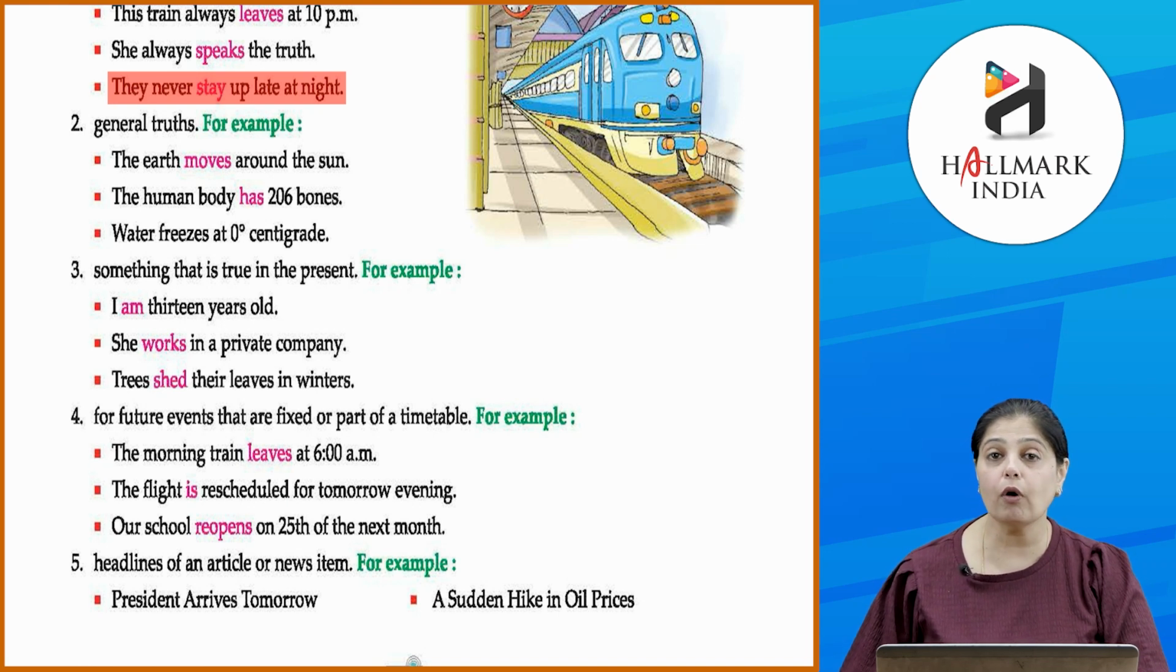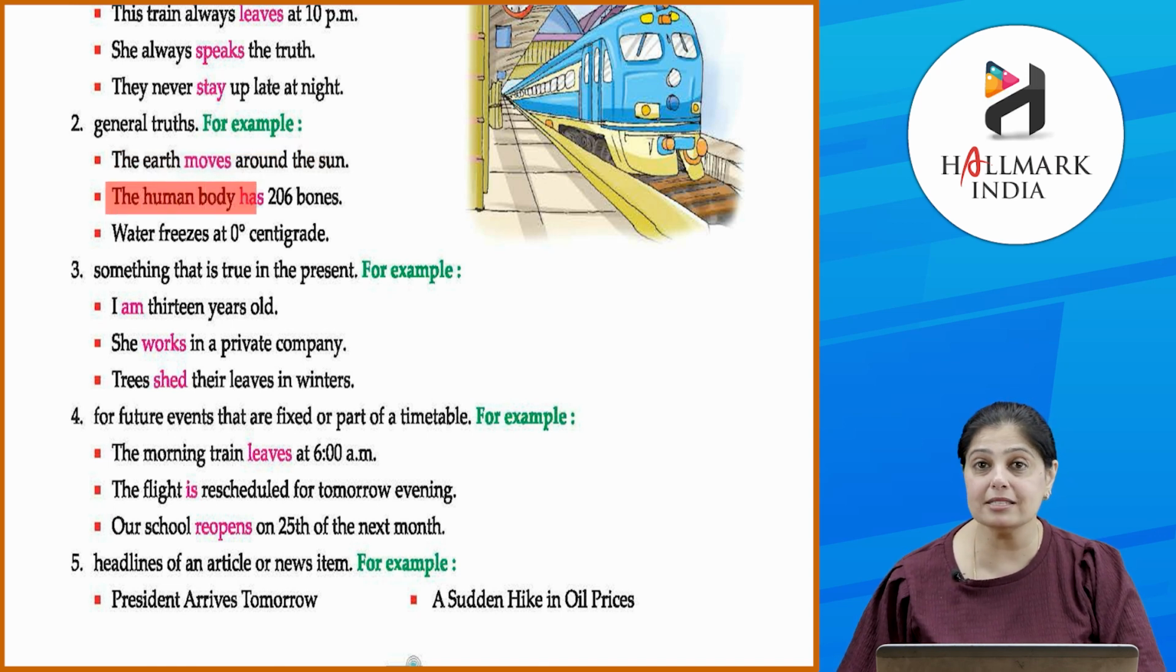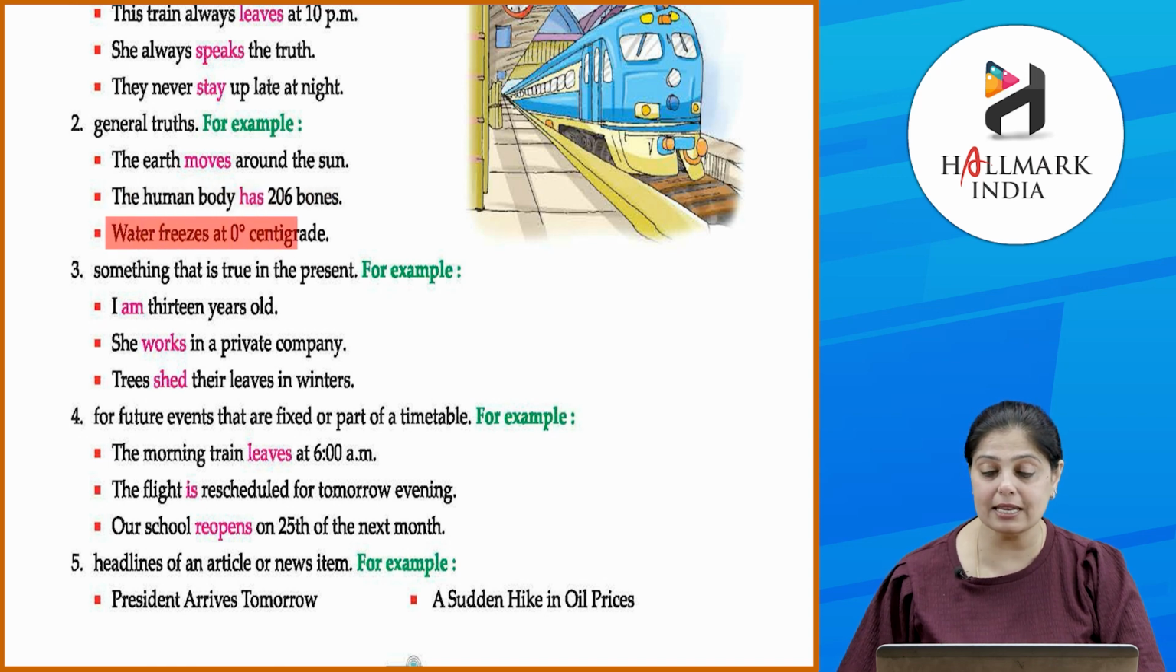Now, they talk about general truths. For example, the earth moves around the sun. That's a fact. The human body has 206 bones. Water freezes at 0 degrees centigrade. Next, simple present tense is used to talk about something that is true in the present. For example, I am 13 years old. She works in a private company. Trees shed their leaves in winters.